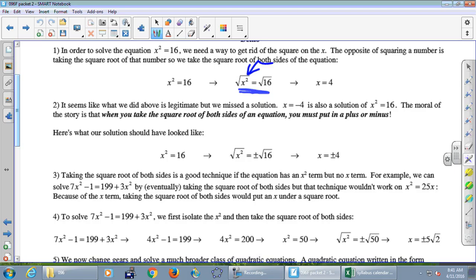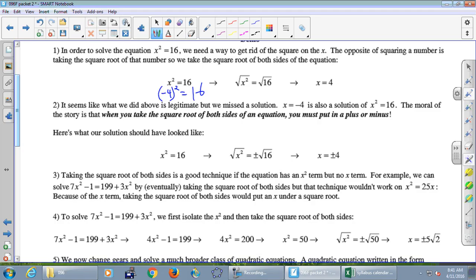The square root of x squared is just x, right? That's why we did it, to get just x, and the square root of 16 is 4, so x equals 4. Good. So the problem is that's one answer, but there's one that we missed. Another answer to x squared equals 16 is negative 4, because if you take negative 4 and plug it in where the x is, and you square it, what do you get? You get 16. So taking the square root of both sides somehow deceived us. We missed one of the solutions.